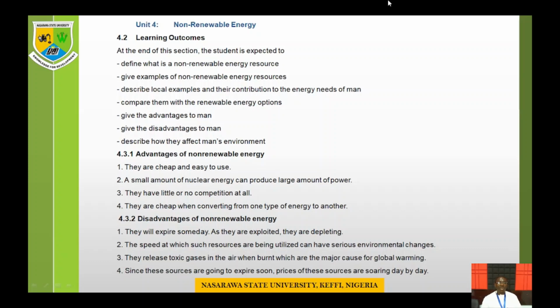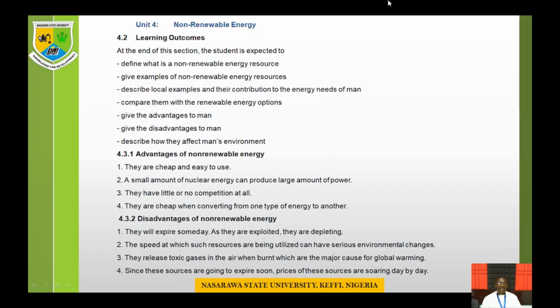They have little or no competition at all. They are cheap when converting from one type to another. But their disadvantages include: one, they will expire someday. As they are exploited, they are depleting. Number 2 is the speed at which such resources are being utilized. They can have serious environmental changes.